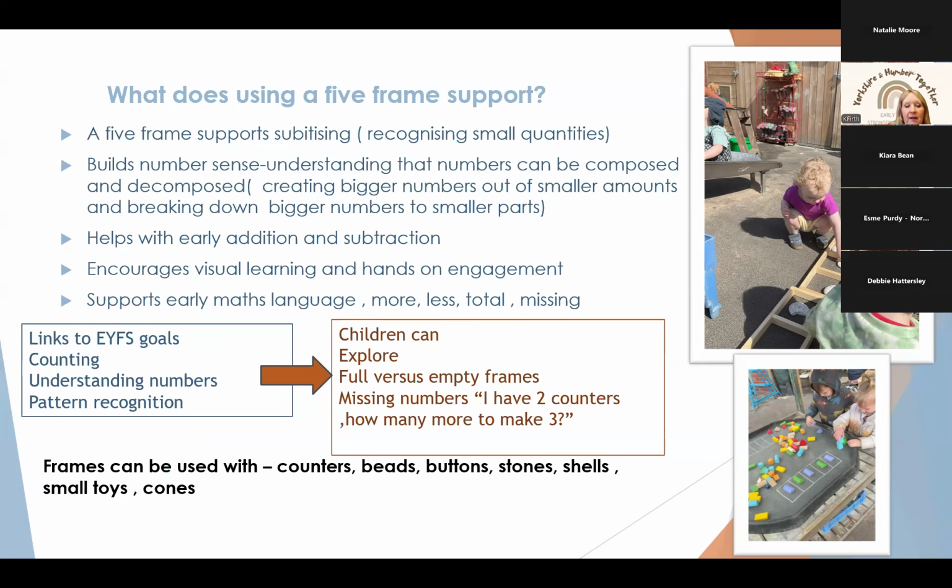It helps, again, with early addition and subtraction. It encourages visual learning and hands-on engagement, which is where our children in early years are at. It supports that early maths language: the more, the less, the total, the missing.